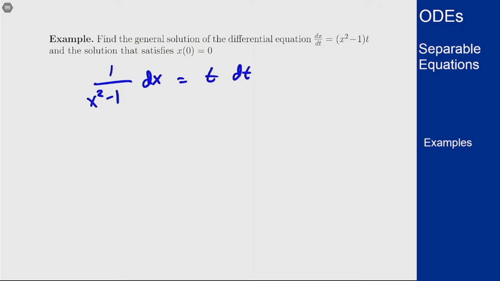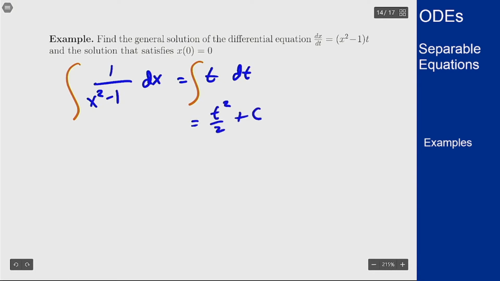I can integrate both sides. On the right, I get t^2/2 + c, nice and easy. Now on the left, we have to figure out how to evaluate this integral. And if you think way back to Calc 2, you've done this before. This is solved using partial fractions.